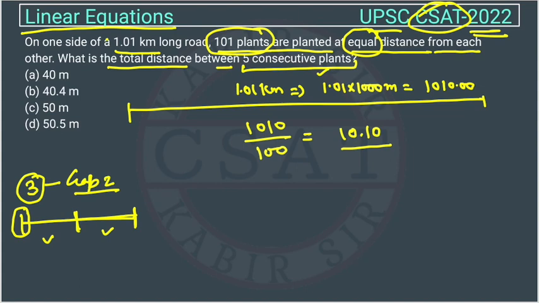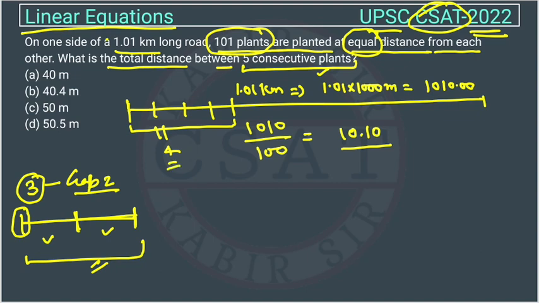So suppose I am here planting 5. First we planted here, second, third, fourth, fifth. So the total distance will be this much. How many gaps? 4 gaps. As I told you, if I want to plant 3 trees, the gap will be 2. Similarly here they are asking for 5, so we will multiply with this distance.